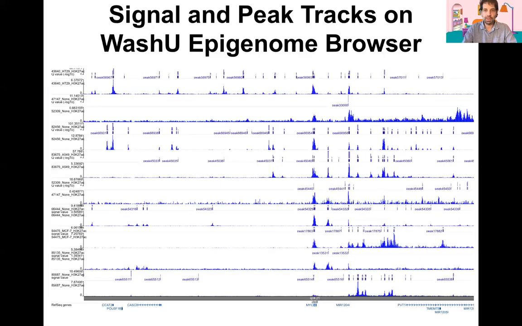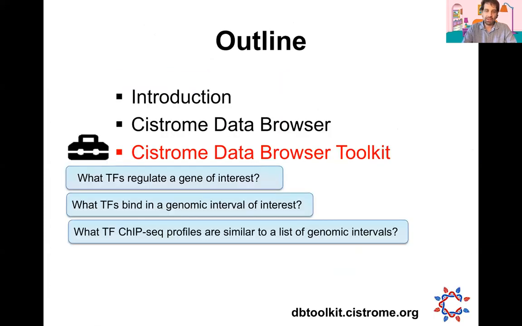And this is the kind of thing you will see if it works. You can see all these different tracks, and you can scroll and look at the data. So that is the Cistrome data browser. And then there are several applications which interact with the data browser and use the data, and they help investigators answer certain biological questions.